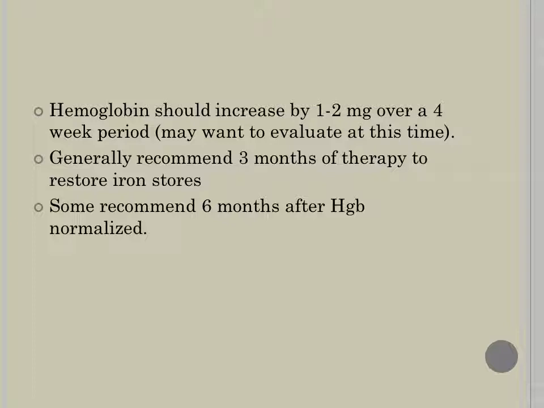You should see the hemoglobin increase by 1 to 2 milligrams over a 4-week period, and you might want to give them a good month and then have them come back and you could check this. But generally, it's about 3 months to restore all of the iron stores. So by 6 months, you should start to see where their hemoglobin levels have become normalized.